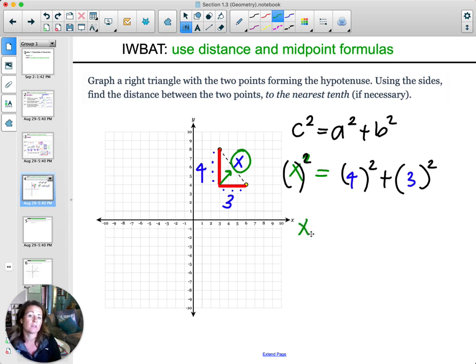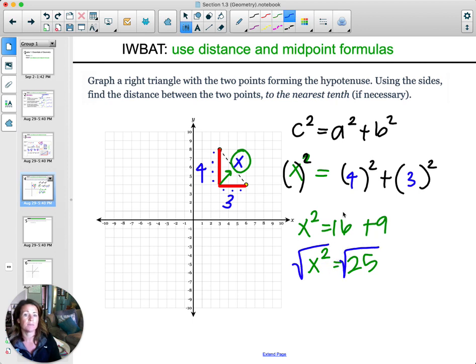So x squared is just x squared. 4 squared is 16. 3 squared is 9. Add those together and you get 25. And then to undo a squared, we will square root both sides.